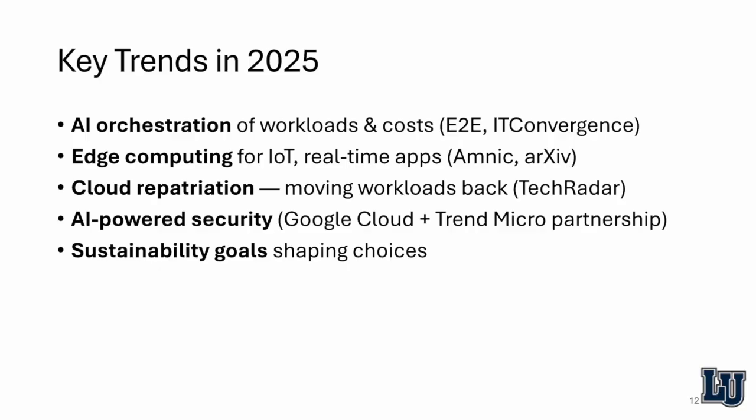Cloud repatriation. Some companies are moving workloads back out of public cloud to private or on-premise systems. Why? Because cost, control, and performance are a priority, and AI is playing a big role in moving things back to on-prem. Not everything, but to a certain extent, things are moving back to on-prem.